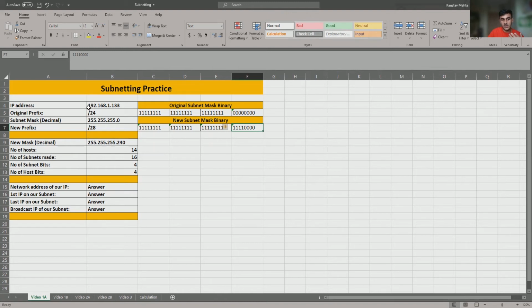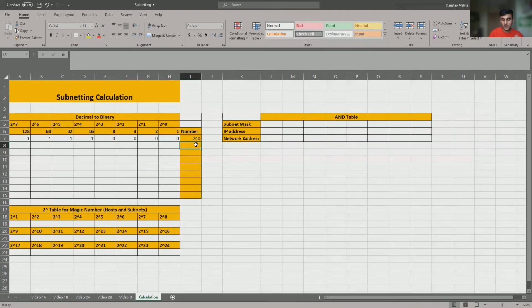We don't need to use 192.168.1 because all of these digits are already 1s. So this will be the same. So then the first part will be the same. We're just calculating which network address or which subnet this 133 falls into. So for that, the first thing we'll do is convert the number 133 into binary.